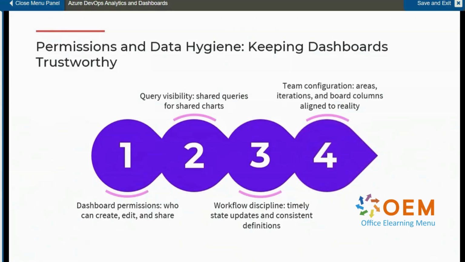And lastly, teams need to make sure that their areas, iterations, and board columns reflect how they're actually working. Misaligned configurations can lead to misleading dashboards and therefore poor decisions. At the end of the day, dashboards become powerful tools when they're built on clean data, shared definitions, and clear role-based views. With these practices in place, teams and leaders can make better decisions and improve flow with confidence.